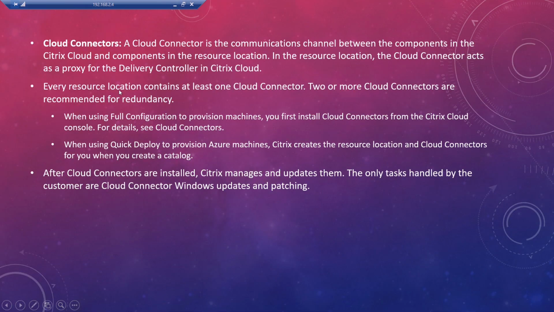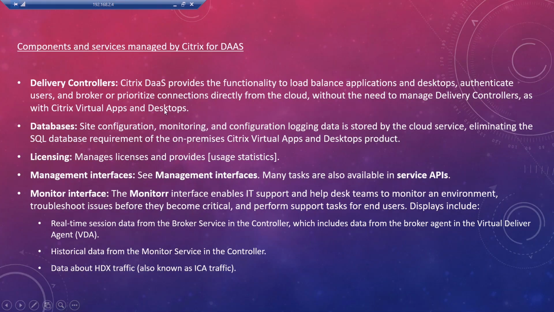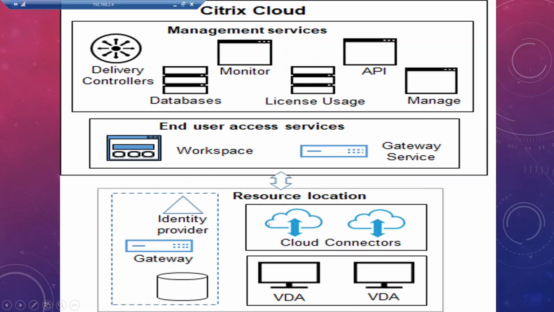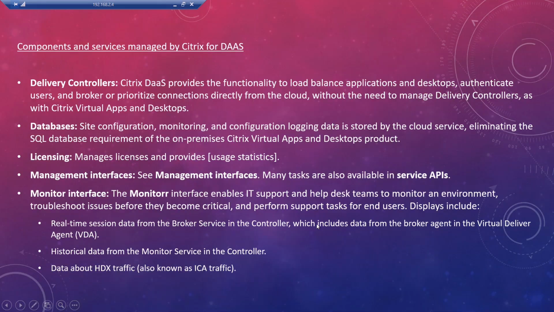Okay, and you also have a resource location. Every resource location contains at least one cloud connector. Two or more cloud connectors are recommended for redundancy. So every resource location should have at least two cloud connectors for redundancy. If one cloud connector stops working, the other cloud connector should serve the traffic. So we need to have at least two cloud connectors.